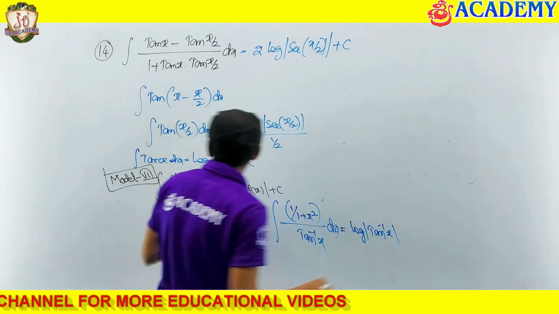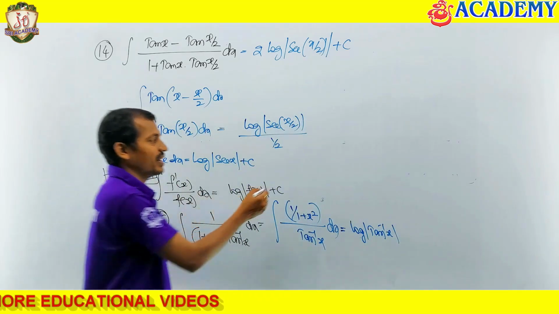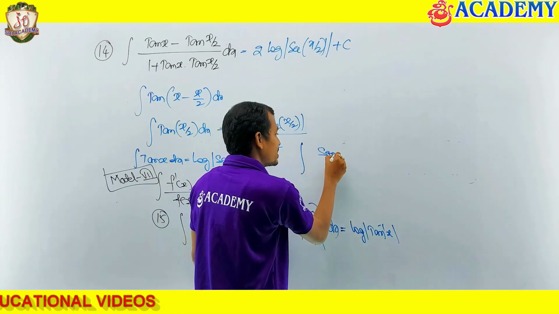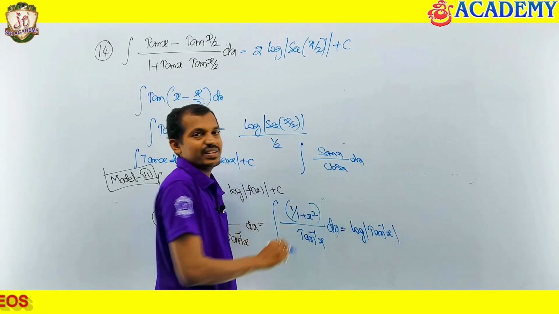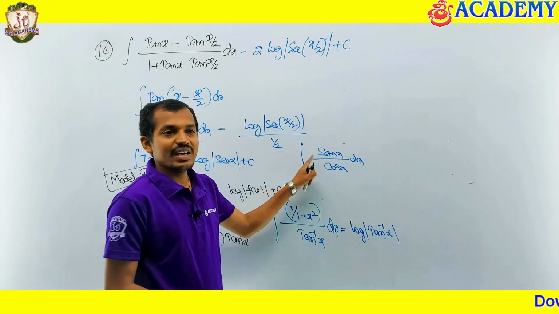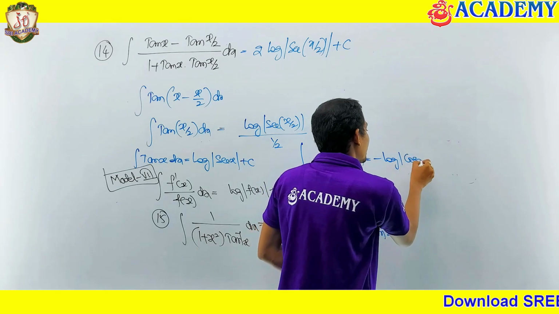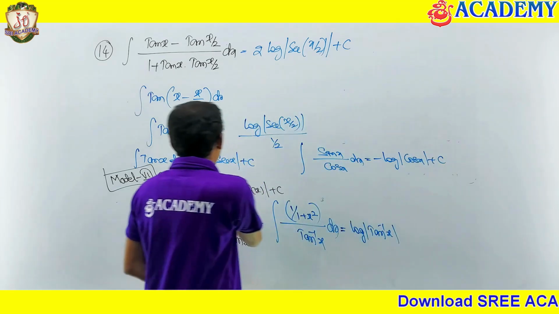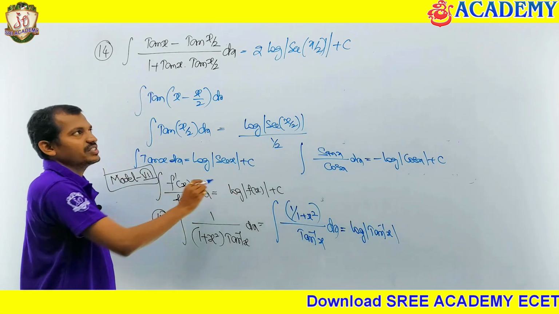Here also tan x means sin x by cos x. Sin x by cos x, we will write the integration of sin x divided by cos x. Cos x derivative is minus sin x. We don't have the minus sign, that's why the answer is going to be minus log of cos x. Minus log of cos x is nothing but log secant x. With this form only you got this one.